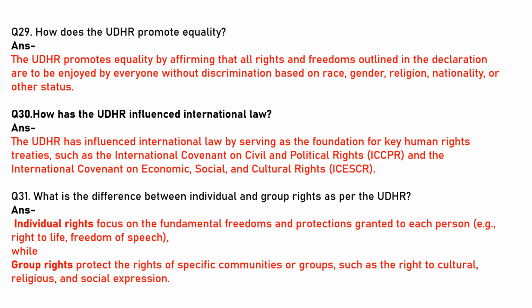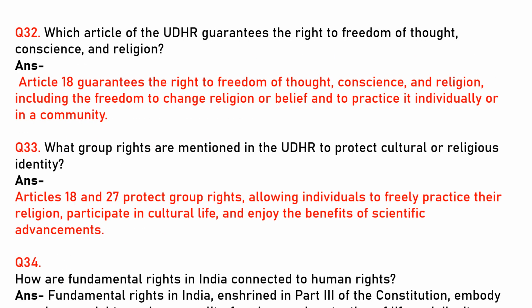What is the difference between individual and group rights as per the UDHR? Individual rights focus on the fundamental freedoms and protections granted to each person, that is right to life, freedom of speech, while group rights protect the rights of specific communities or groups such as the right to cultural, religious and social expression. Which article of the UDHR guarantees the right to freedom of thought, conscience and religion?